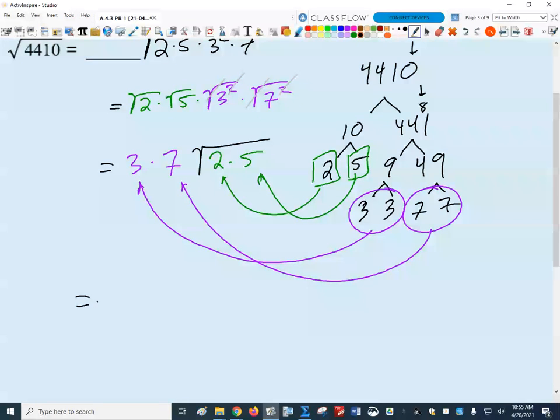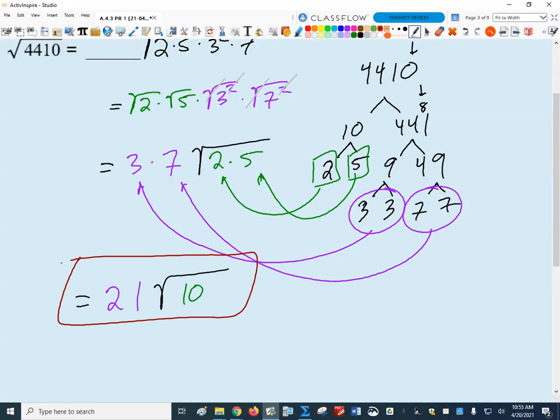We could write this as outside the product of the 3 and the 7, our couples give us a 21, and inside the radical, the product of the singles, 2 times 5, gives me a 10, and that's my answer. Okay? Make sense? Okay? So that's a little bit of a process.